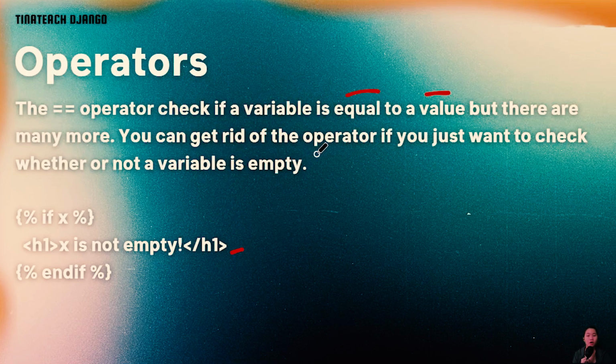You can get rid of the operator if you just want to check whether or not a variable is empty. And this is the same concept in JavaScript and Python, where if you want to evaluate something into true, as long as it has a value, it will. If it doesn't, it'll evaluate to false, okay? And so if we just want a simple true-false, and x is defined with a value, you don't need to bother with the equal operator, okay? It will evaluate into true.